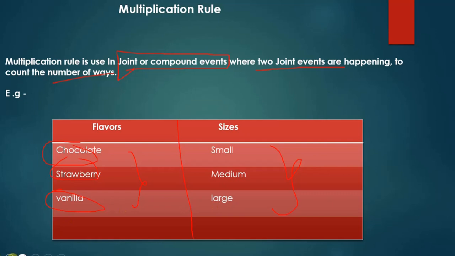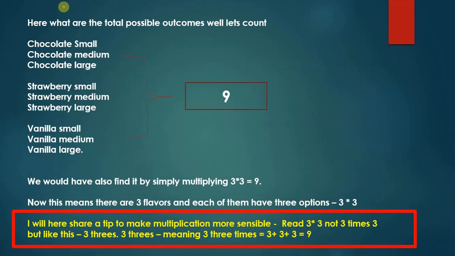Here I have written it out to understand in a simpler way. Chocolate small, chocolate medium, chocolate large, strawberry small, strawberry medium, strawberry large, and the same with vanilla. So there are a total of 9 options, or we can find it directly by multiplying the two things. 3 times 3 equals 9.